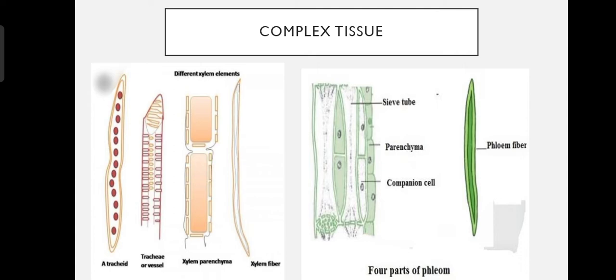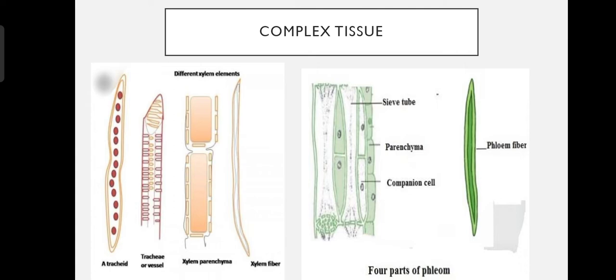In xylem tissue, four types of cells are there: xylem tracheids, xylem vessels, xylem parenchyma and xylem fiber. The important thing is that xylem tracheids, xylem vessels and xylem fiber, all these three cells are dead. Only xylem parenchyma is a living cell. Three cells are dead and one is living.